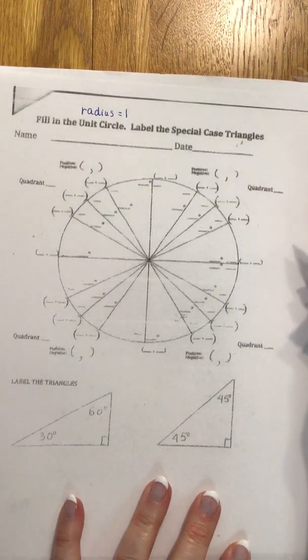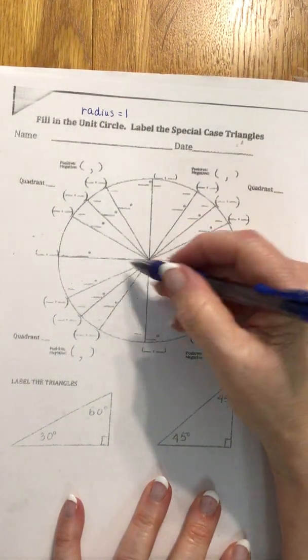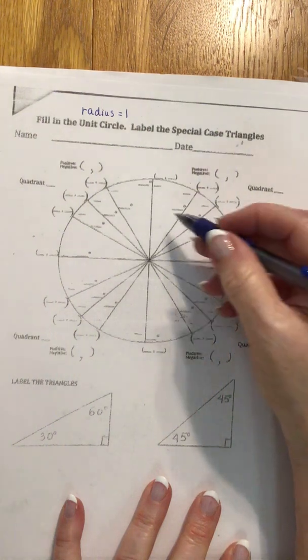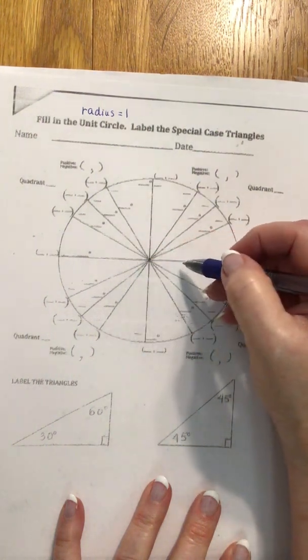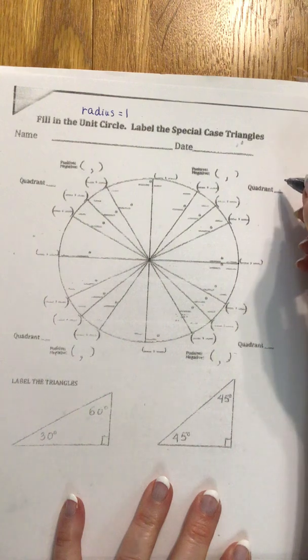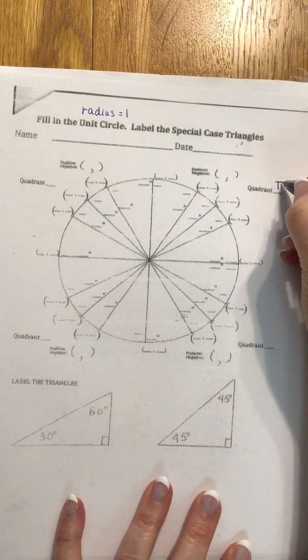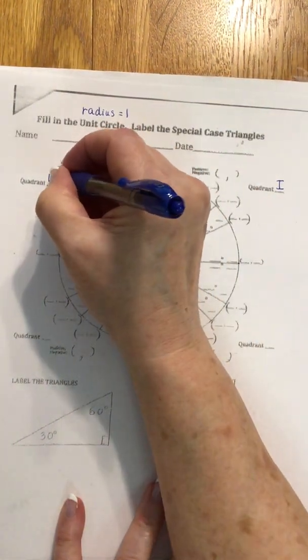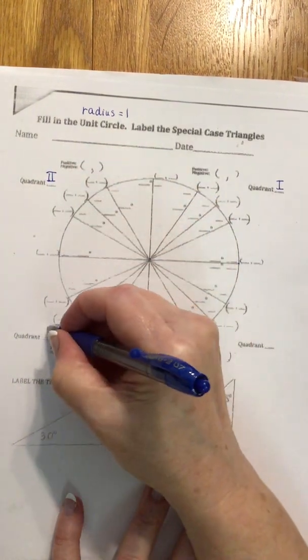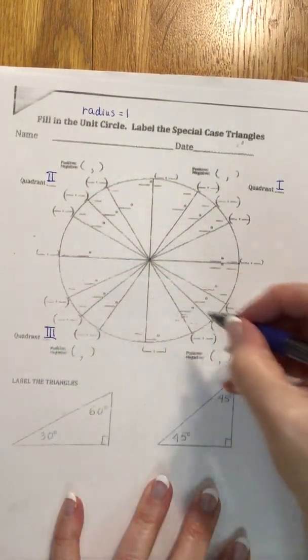So the first thing we're going to look at is the unit circle cuts this circle into 4 pieces with these lines, the vertical and the horizontal line. And so we're going to call those quadrants. So we have quadrant 1, quadrant 2, quadrant 3, and quadrant 4.